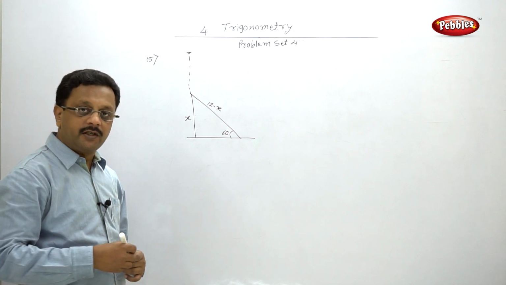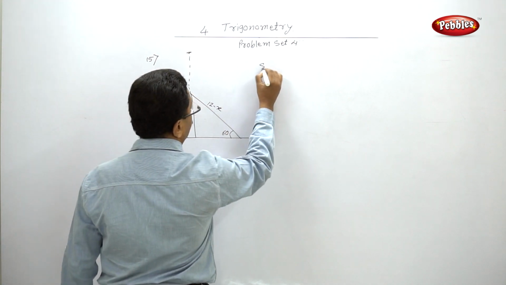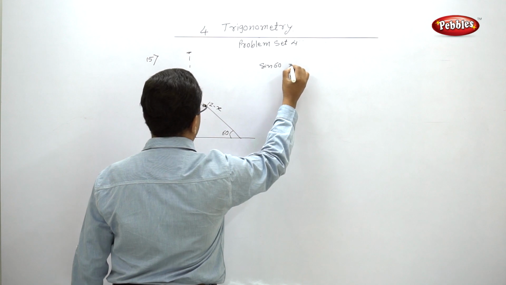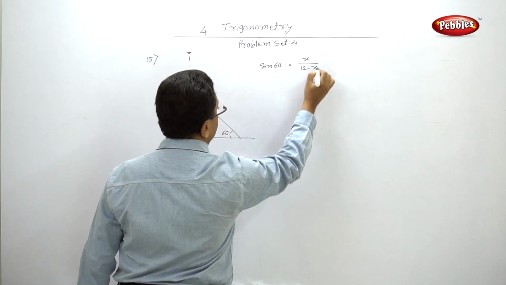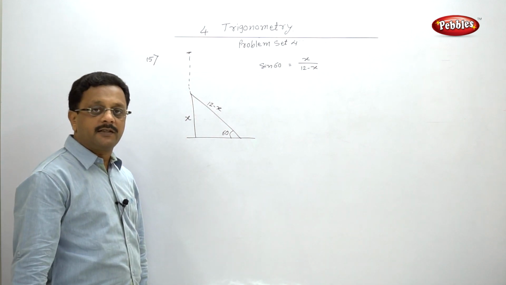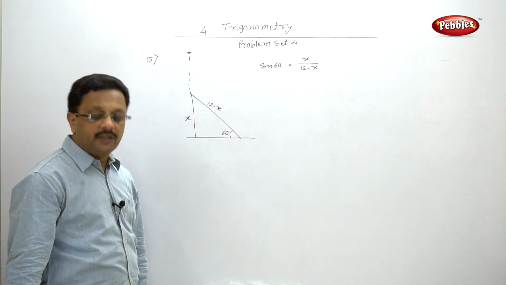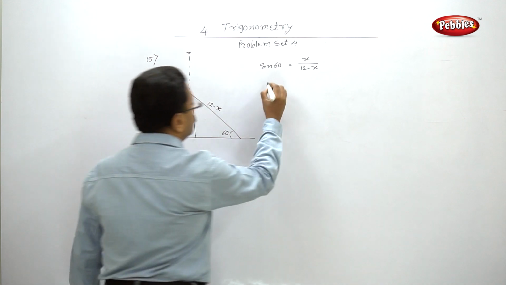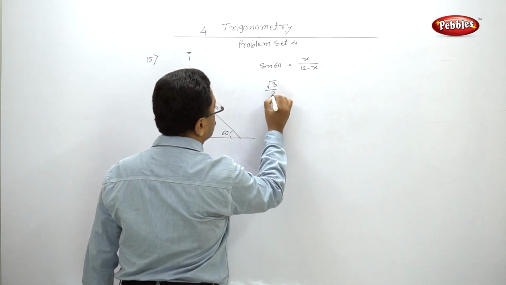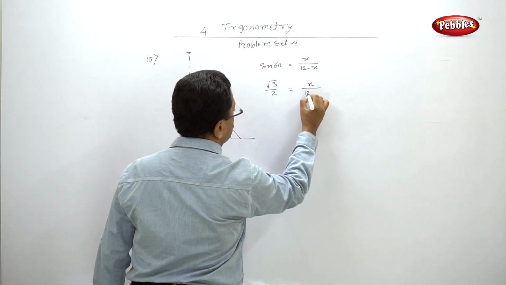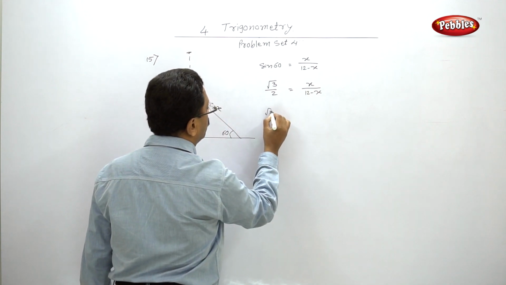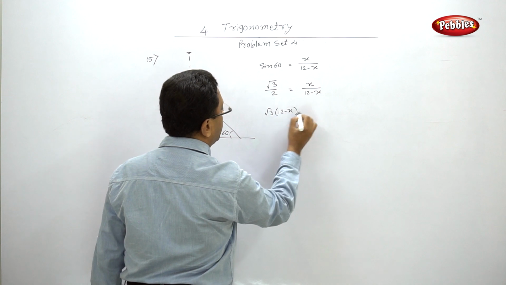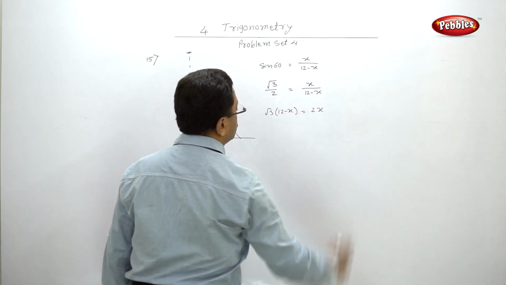Now it is very easy. So we have sin 60 is equal to x upon 12 minus x. We know the value of sin 60. Sin 60 is nothing but root 3 upon 2, is equal to x upon 12 minus x. So let us cross multiply. So we have root 3 into 12 minus x is equal to 2x.